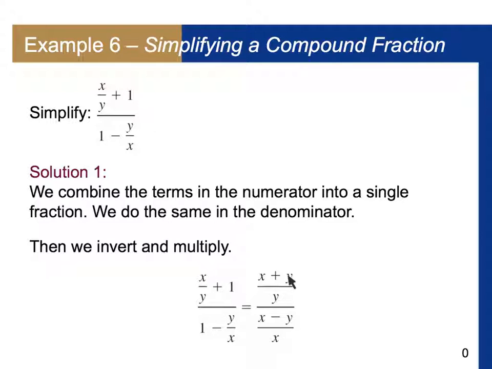So we're going to have x plus y over y divided by x minus y over x. And so we're dividing two fractions, right? So remember, when we're dividing fractions, we can flip the second guy and multiply.